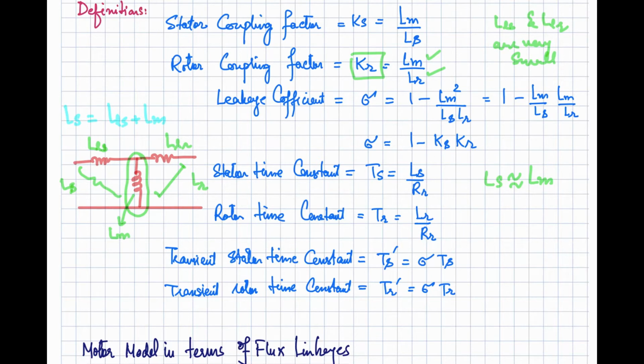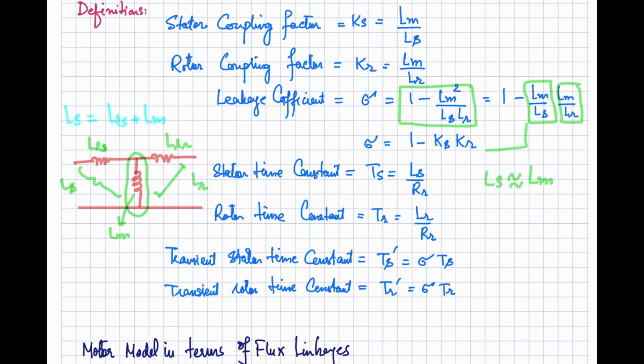Now we define another coefficient, sigma, that is called the leakage coefficient, and that basically tells us how much of the total flux is linked from stator to rotor or from rotor to the stator, right, and how much is lost. So this is defined as 1 minus Lm square by Ls into Lr, and this can be written as 1 minus Lm by Ls times Lm by Lr. So what is this Lm by Ls? That is the coupling factor of the stator and the coupling factor of the rotor.